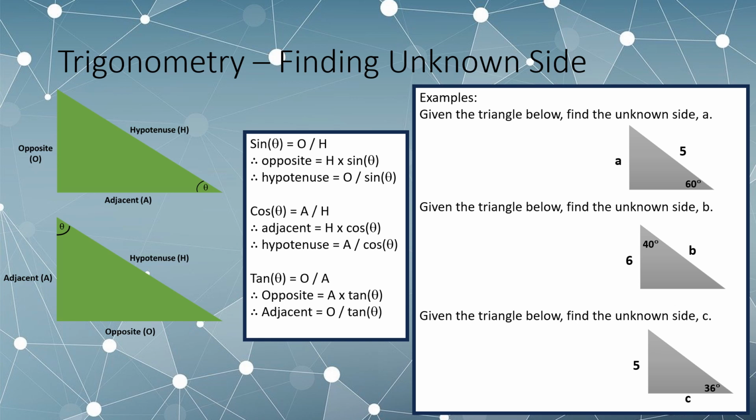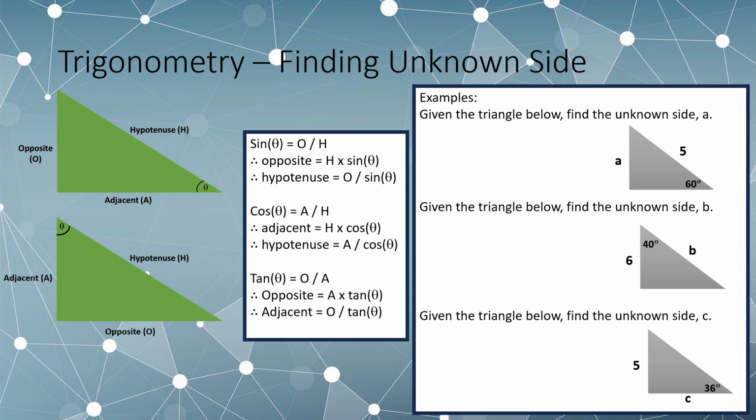In our first example, we're given the triangle below with a hypotenuse of 5 and an angle of 60 degrees in the bottom right corner. It's asking us to find the unknown side A. The first step in any of these questions is to figure out what sides you have present. So, as I stated, we know our hypotenuse, which means we're either going to be using sine or cos, as tan does not have the hypotenuse present in its equation.